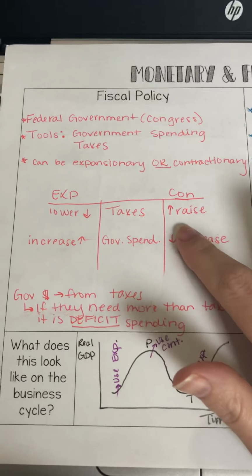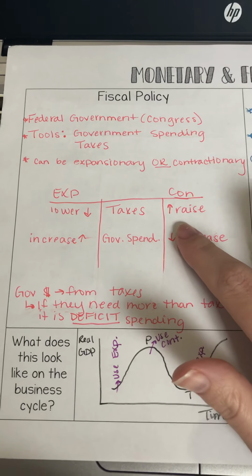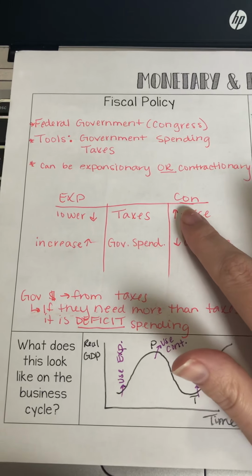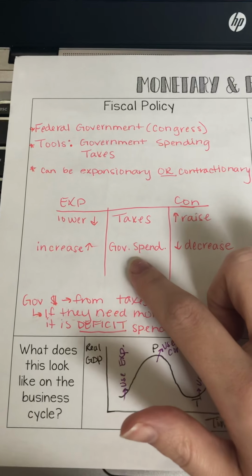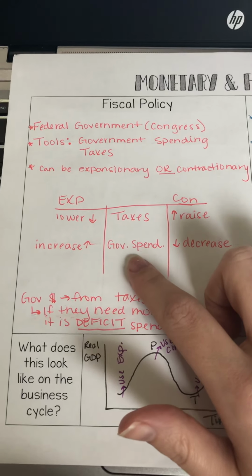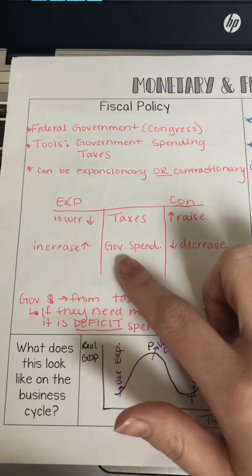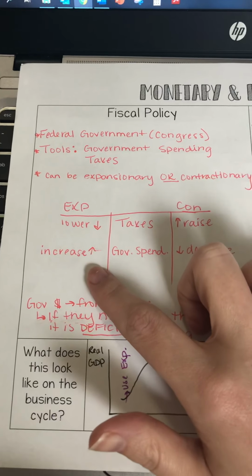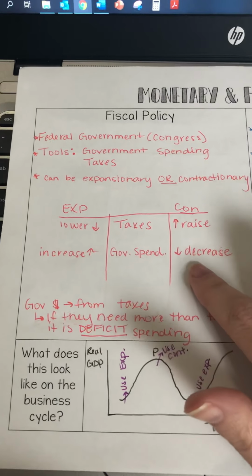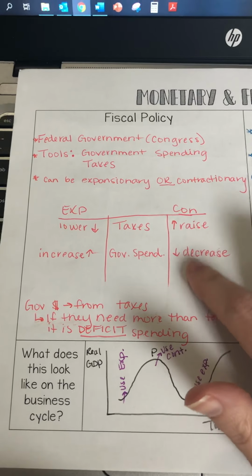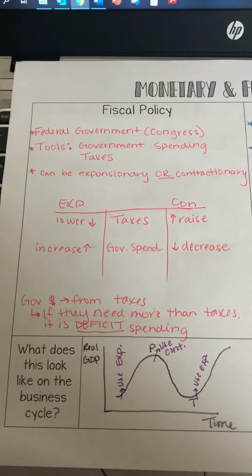If they raise taxes, we will have less money in our paycheck, so we'll spend less money, and that's considered contractionary. Government spending works the same way. We know that government spending is directly tied to GDP, right? That's our C plus I plus G. Okay, so if they increase government spending, they're spending more money, which expands the economy. If they decrease government spending, they'll contract the economy. There'll be less money going around.